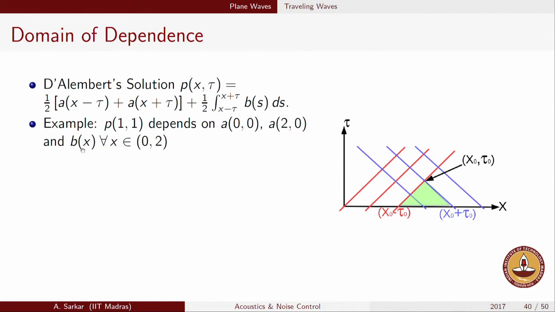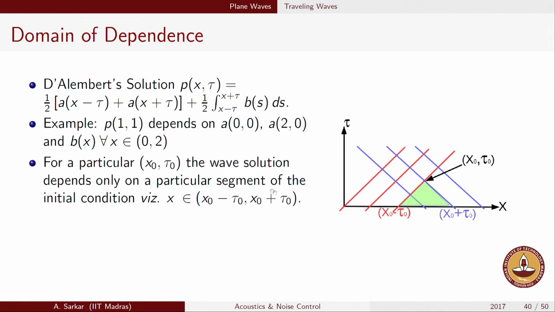And it also depends upon the values of Bx over the entire interval 0 to 2. It does not depend only on the boundary points, but it also depends entirely on this interval. And as such, this interval will be called the domain of dependence of the solution. So, the domain of dependence comes from the fact that the solution at this point depends on whatever is the initial condition specified in this interval.